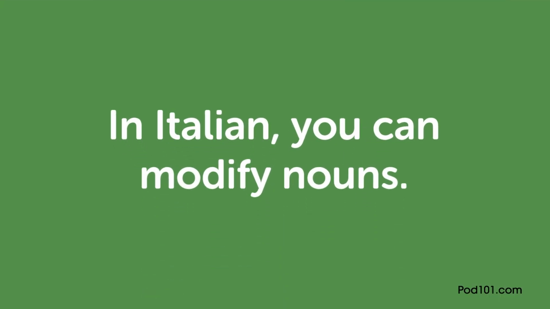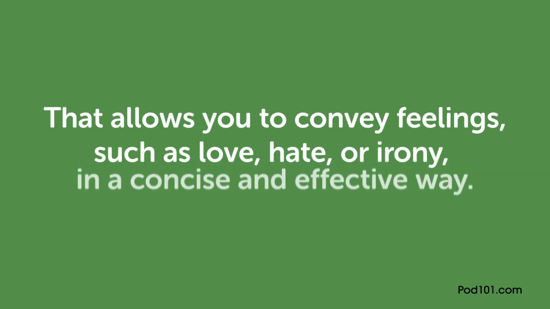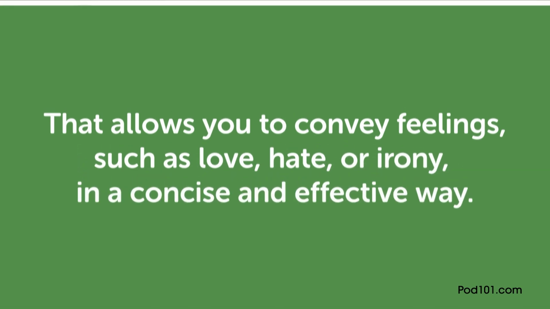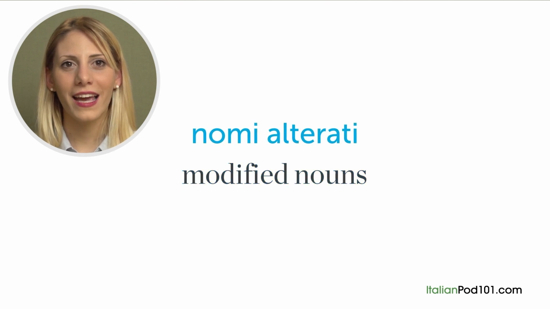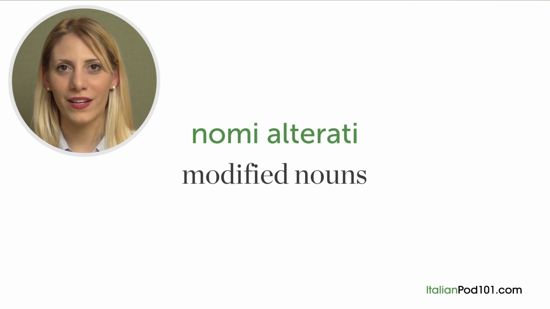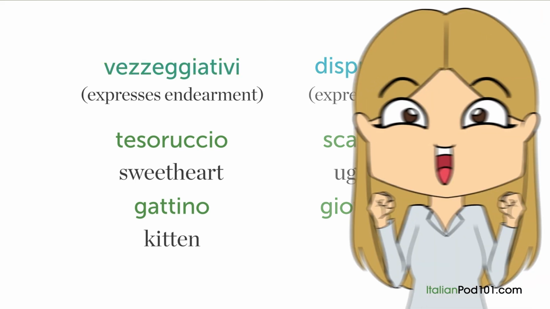In Italian, you can modify nouns. That allows you to convey feelings such as love, hate, or irony in a concise and effective way. Modified nouns, called nomi alterati, can take different endings that convey different feelings. They are usually divided into categories. Let's see which ones. To describe something positively or negatively, you can use vezzeggiativi and dispregiativi.